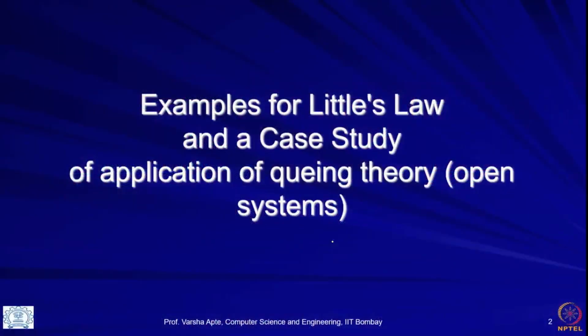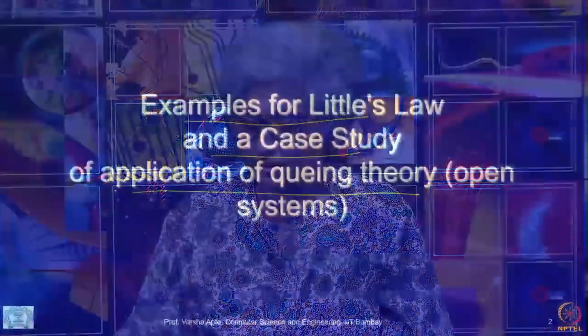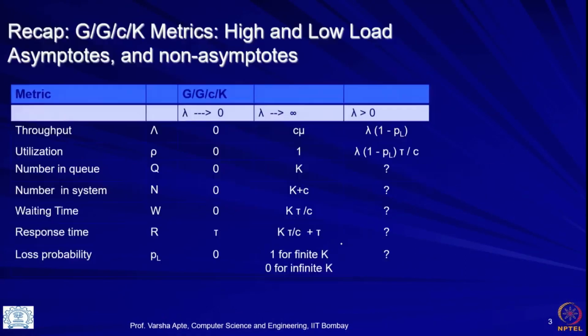So, in the previous lecture we discussed the theory of Little's law and we did some intuitive understanding of Little's law. Today we are going to do some examples and I will also start a case study where I will show you results of some experiments that are done with a real server and how we can apply queuing theory of open queuing systems, which is what we have been learning so far, in understanding those measurement results. Okay. So, let us continue.